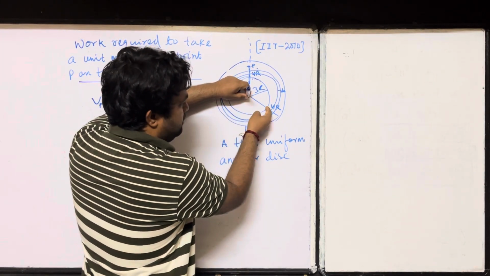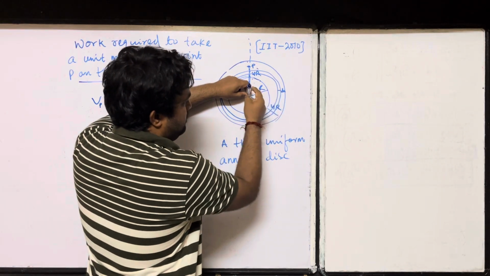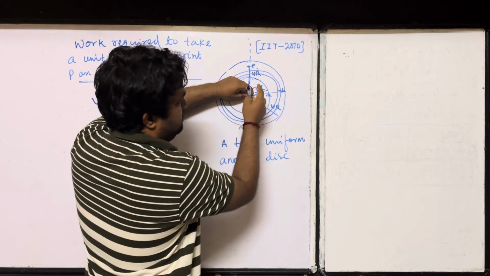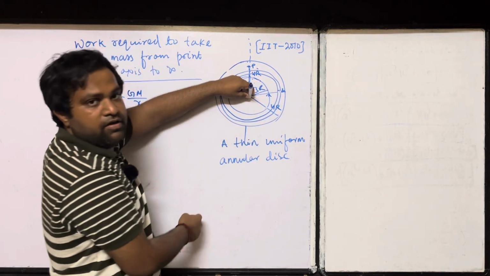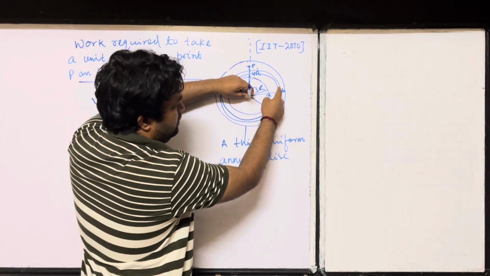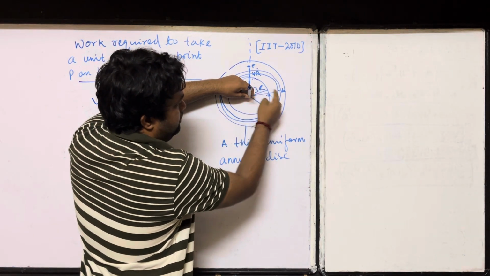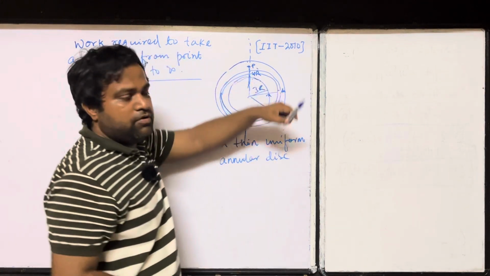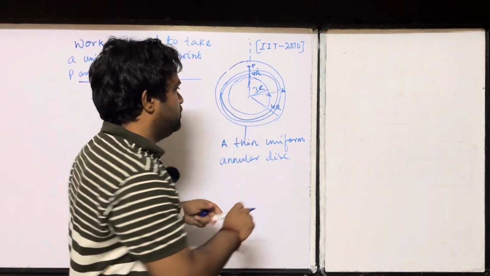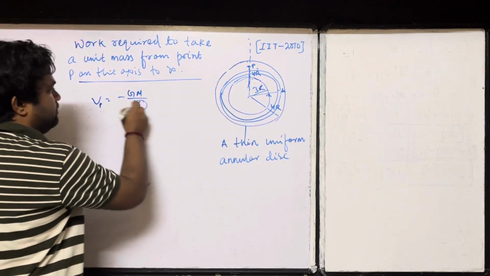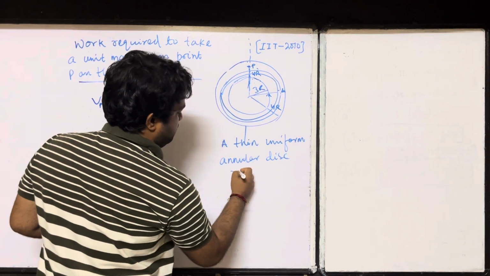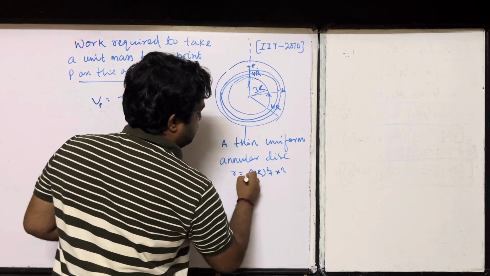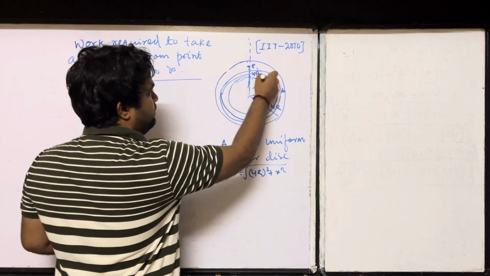So the distance from this ring to the point P: this one is x, and this one is 4r. Using Pythagoras theorem, the distance is the square root of (4r) whole square plus x square. So this will be your R, the distance from the point P to this ring at x.